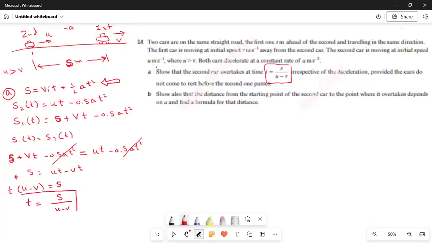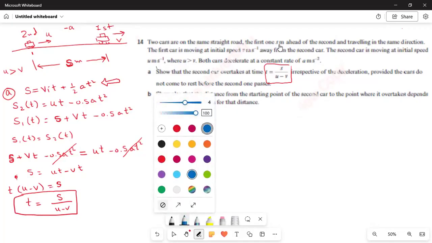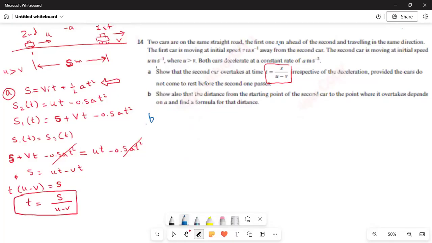So this was the first part. Now the second part of this problem, let me change the color. This is part B. Show also that the distance from the starting point of the second car to the point where they overtake depends on a, and find that formula for the distance. So at this time, both distances are equal. Since this expression is a bit easier, I will use this one.